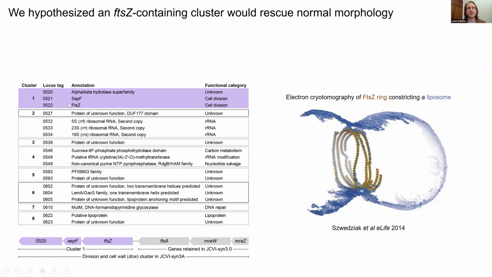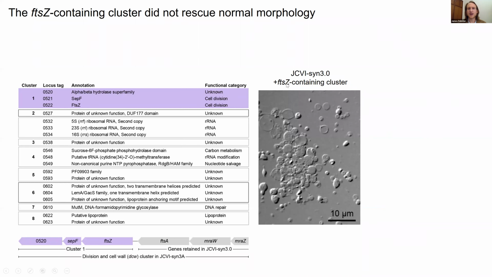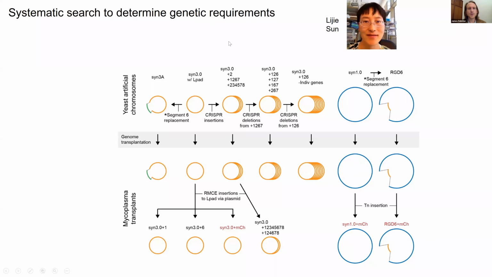So we hypothesized, oh, maybe it's FtsZ that's missing and the cell needs FtsZ to divide normally. But to our surprise, if just this cluster of 3 genes, including FtsZ, was added back to the genome of Syn 3.0, cell size and shape was still crazy. The cells did not divide normally and still exhibited this extreme morphological variation. So then we had to consider these other genes. And looking at what's currently known about the gene function, there were no major hints about what else might be happening. So this work was led by co-first author on this project, Liji Sun, at the JCVI.